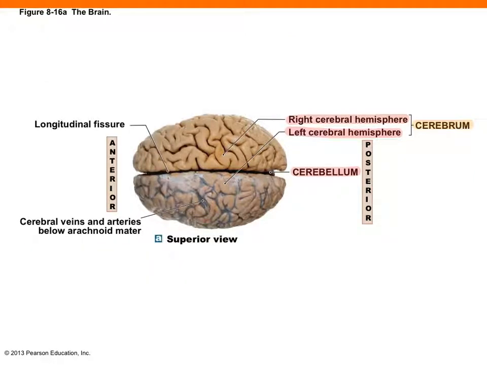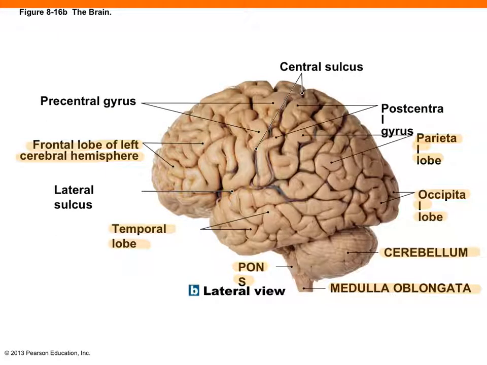This is the cerebrum, and you see the right cerebral hemisphere and the left cerebral hemisphere, separated by the longitudinal fissure. This is a side view of the brain, and key things to make note of are the frontal lobe, the parietal lobe, the occipital lobe, and the temporal lobe of the cerebral hemisphere, and then the cerebellum, the medulla oblongata, and last but not least, the pons.